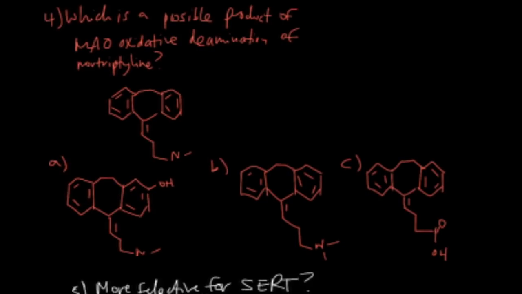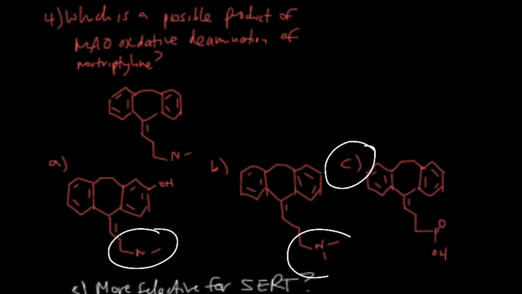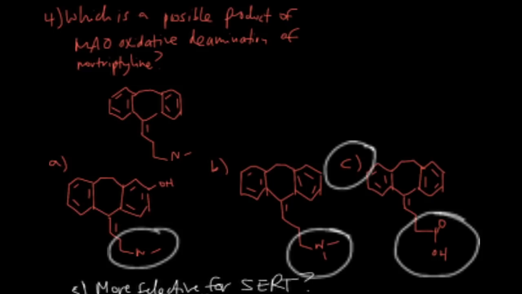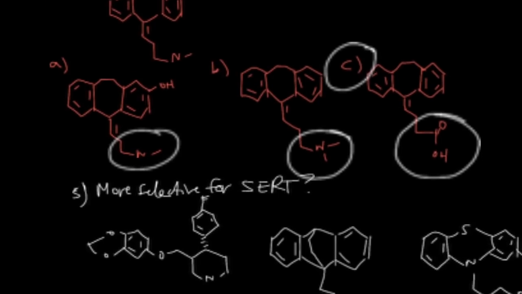Number four, which is a possible product of MAO oxidative deamination of nortriptyline? So here's nortriptyline. You have 3 choices, A, B, or C. The answer is C. Remember, oxidative deamination by MAO produces alcohols and acids. This is not an alcohol or an acid. This is not an alcohol or an acid. But this is an acid. So C is the right answer. Remember, MAO oxidation happens on the nitrogen. Look for the nitrogen for MAO and see if it's an acid or alcohol.